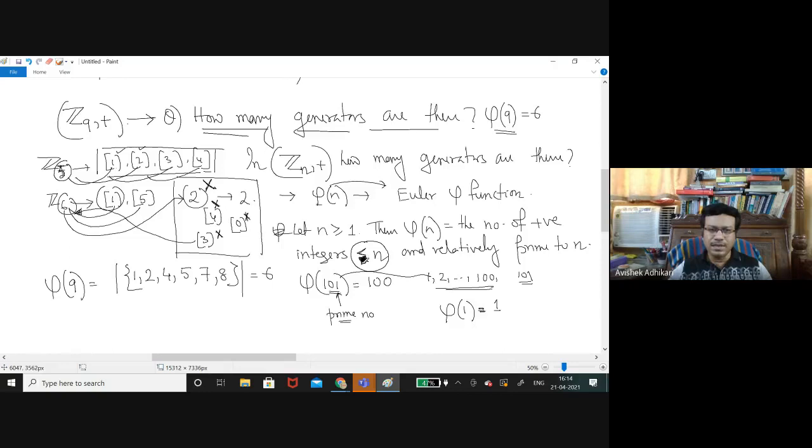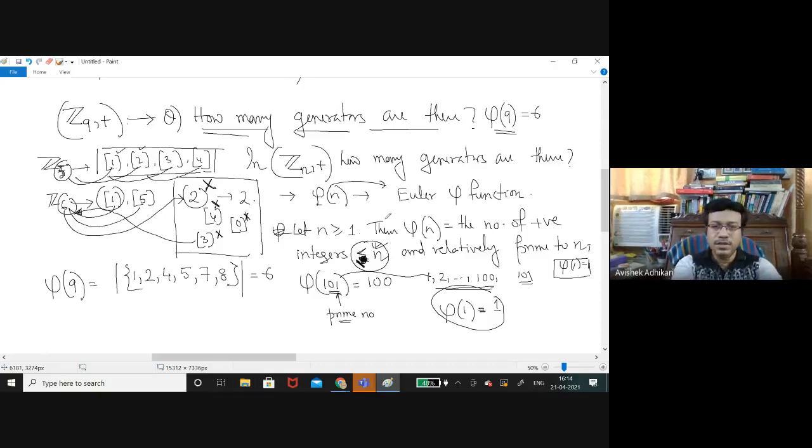But in that case, they also mention one extra thing, phi of 1 equal to 1. But in my definition, just to avoid the extra thing, I just incorporated less than or equal to, and that also includes phi of 1 equal to 1. That's why this definition is sleeker than most of the definitions available in many books. Is it clear to all of you?